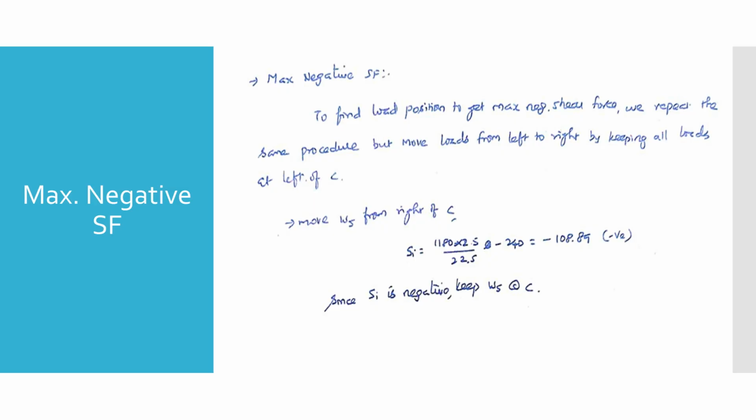When testing the movement of our trailing load, W5, across the section, our increment formula yields a value of minus 108.89. Because this shear increment value is immediately negative, it confirms that any further advancement would only reduce the negative effect. Therefore, the absolute worst-case negative shear scenario occurs when the fifth wheel load, W5, sits directly over section C.